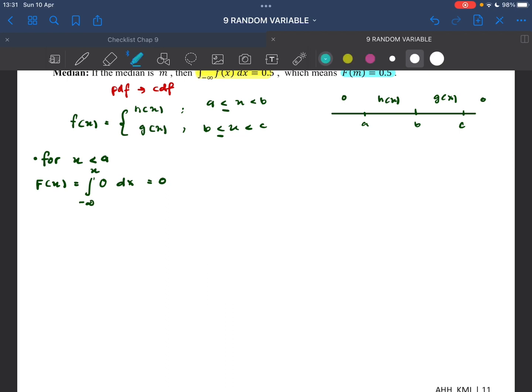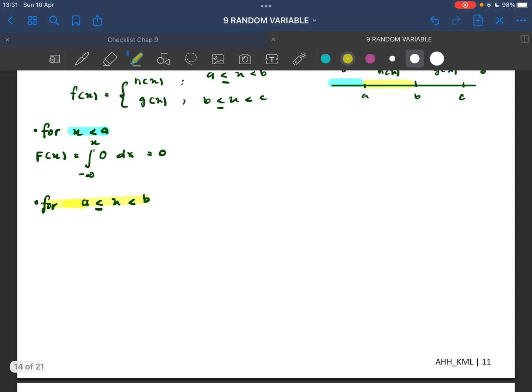Okay, now we are going to continue. So this is this part here. Now we are going to continue for this part, which is for x is between a and b. If you don't know how to put the equal sign, just follow the question here. So this is the equal sign. This yellow part is for this part here. Now we are going to find the function capital F of x, start from negative infinity to a to b.